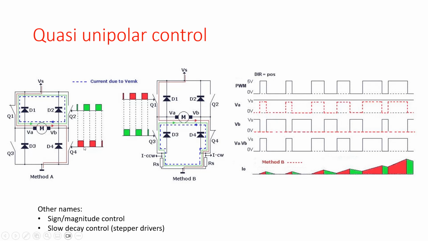When we look at the positive value of the PWM cycle, we also see that Q4 is closed. So in that case, VB is equal to 0. So at the positive value of the PWM, we see that VB equals 0. So VA minus VB is equal to that positive value over here minus the 0 over here, which is a positive value.